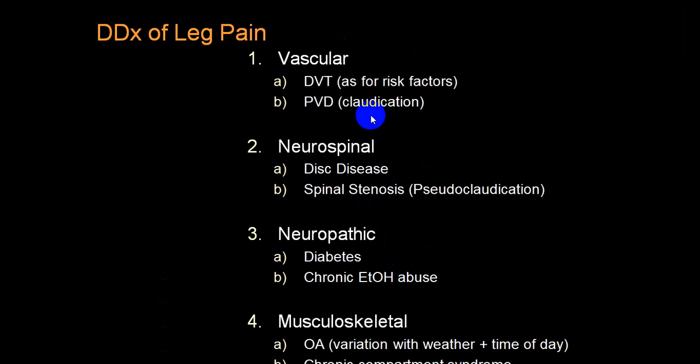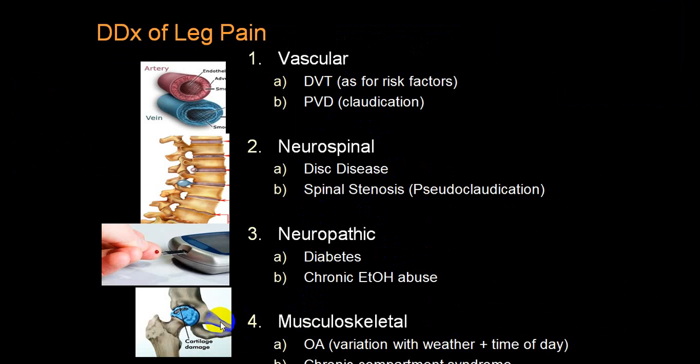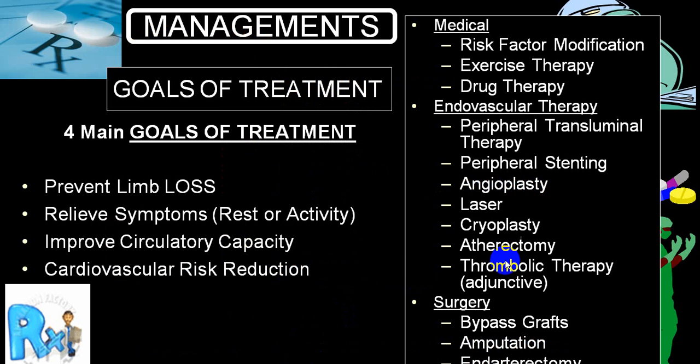So try to differentiate vascular from neuropathic, neurospinal, musculoskeletal disorders, etc. So you will have to undergo different studies because these are vascular etiology, these are neurospinal, these are neuropathic, these are musculoskeletal. So try to find out those causes.